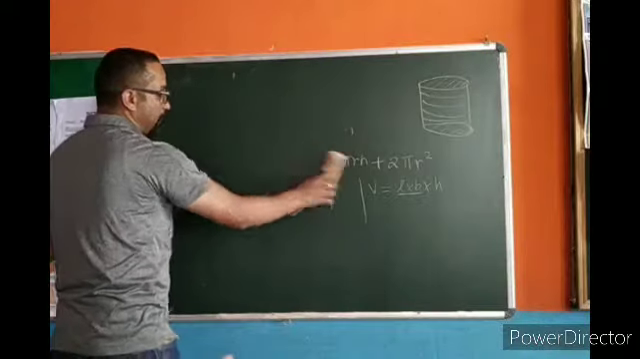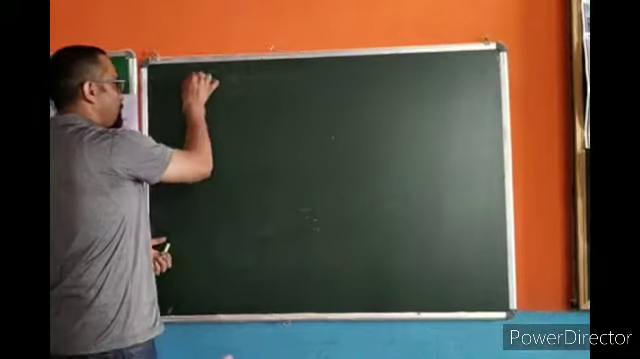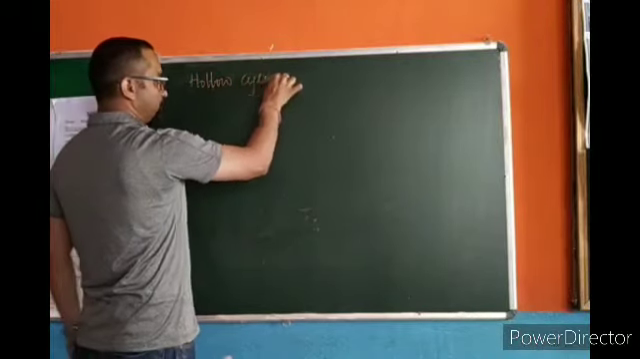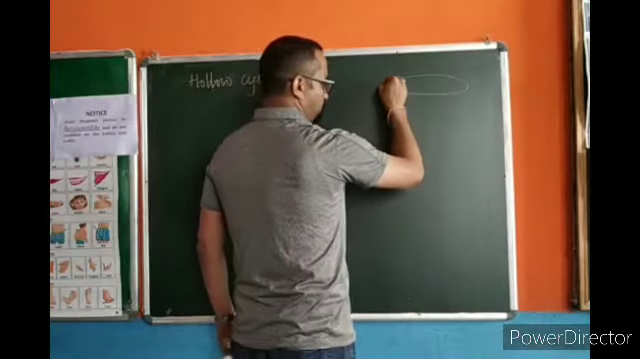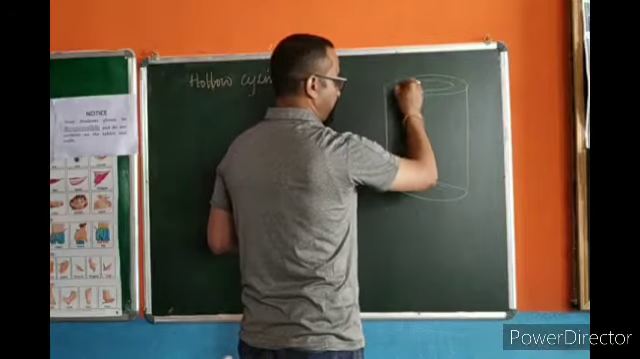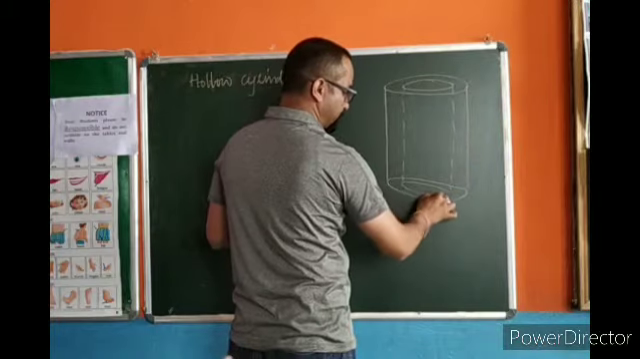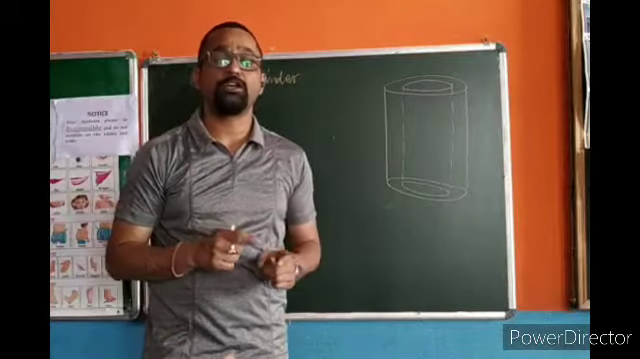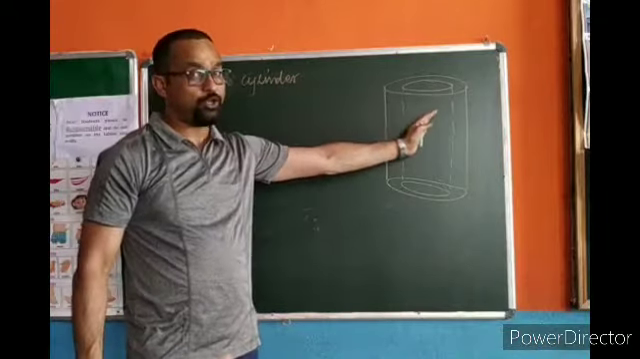Then you have second type, that is called hollow cylinder. Hollow cylinder is something like a water pipe. Water pipe is a hollow cylinder. If you look at this, there are two cylinders. One is outer one, then you have inner one.